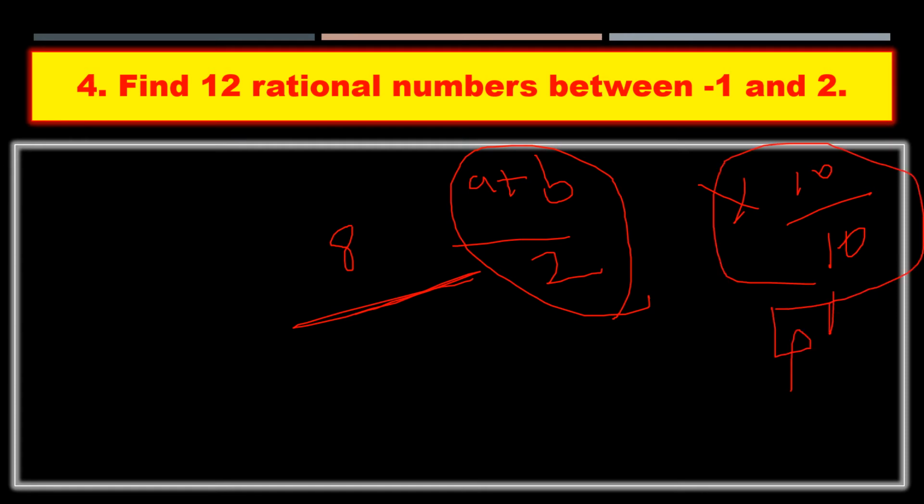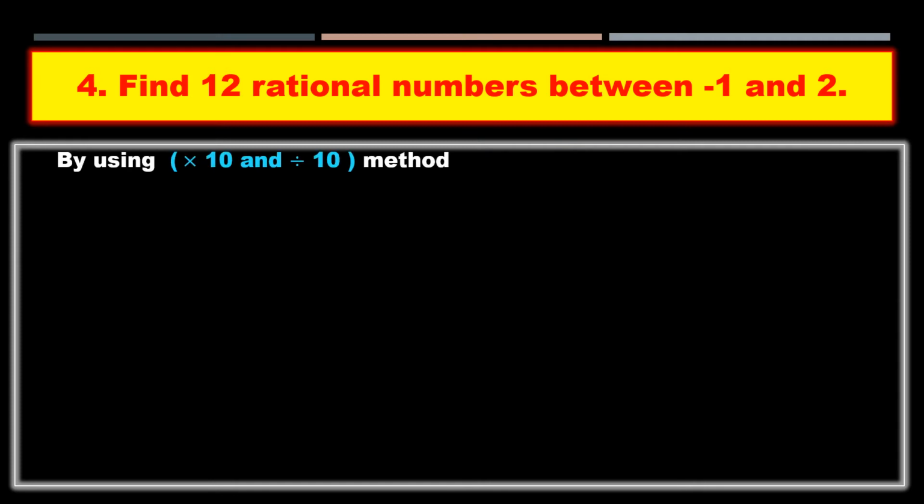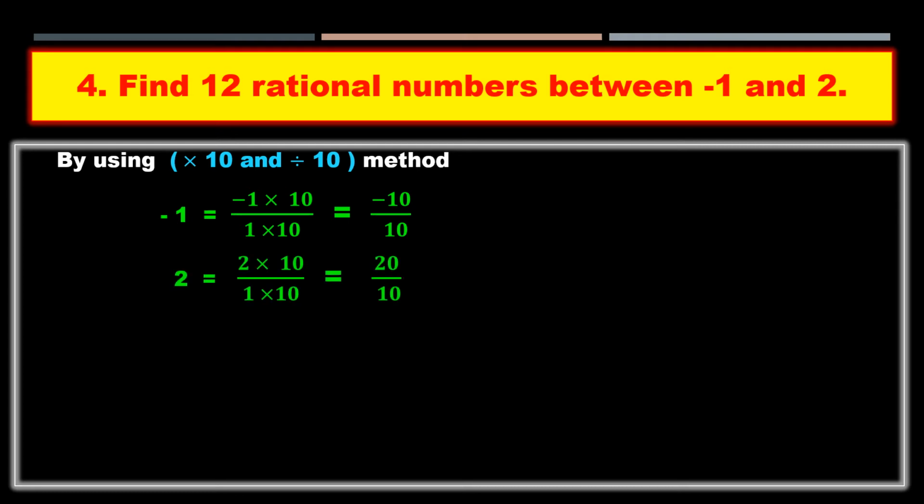The explanation of this mean method is given in exercise 1. Please follow the link given in the description for this exercise 1. For this problem we'll go with the into 10 and by 10 method. Means you should multiply by 10 for both these numbers and divide by 10 for both these numbers. So minus 1 into 10 by 1 into 10 equals minus 10 by 10. Here if there is no denominator, it is 1 only, right? So 1 into 10 is 10. Similarly you do for 2 into 10 by 1 into 10, so 20 by 10.